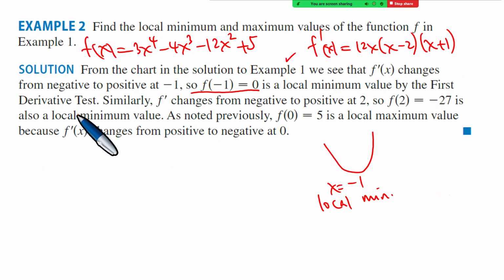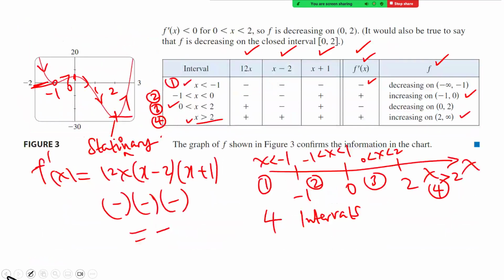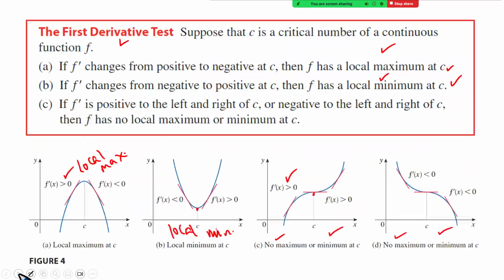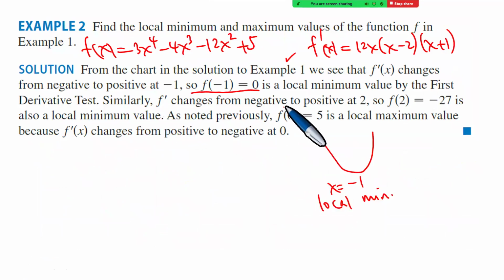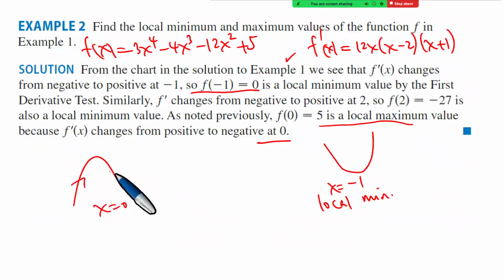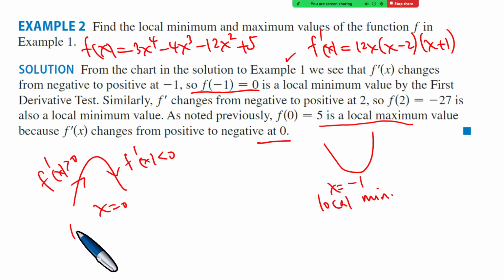Next, by the first derivative test, similarly, let's check another part of the graph. At zero, positive then negative. As noted previously, f of 0 equals 5 is a local maximum value because f prime changes from positive to negative at 0. So at x equal to 0, the function changes from positive to negative. We have f prime positive, f prime negative, and therefore, because of this, we have a local max.